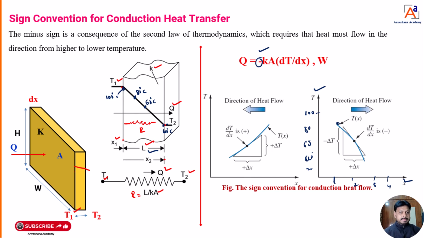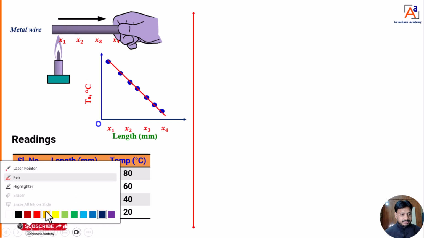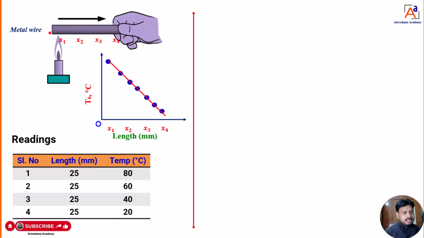I will take one example. I will take some readings and try to explain to you, dear students, this sign convention of a metal plate. So dear students, what I will do, I will take a metal plate. Through that metal plate, conduction heat transfer is going to take place.